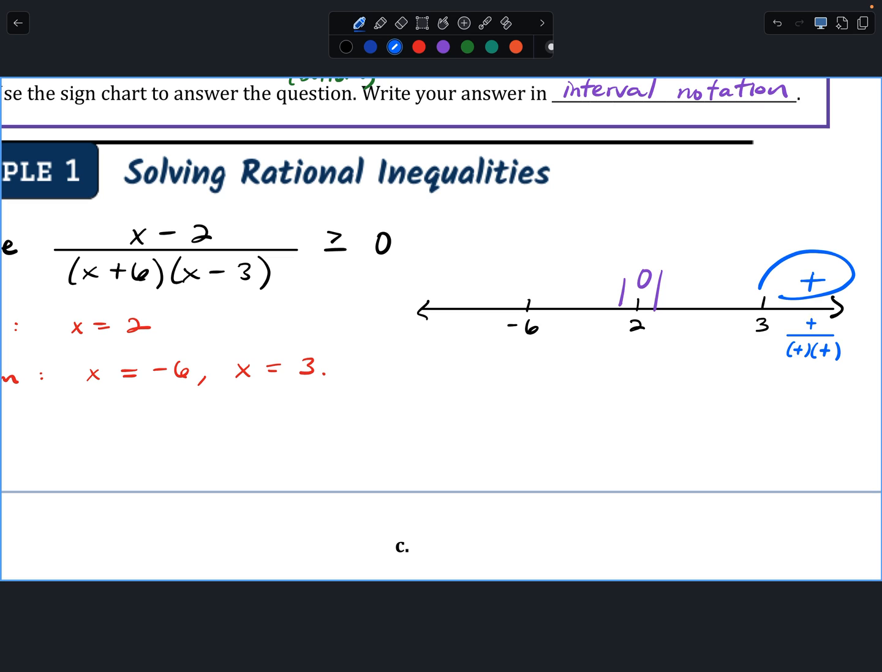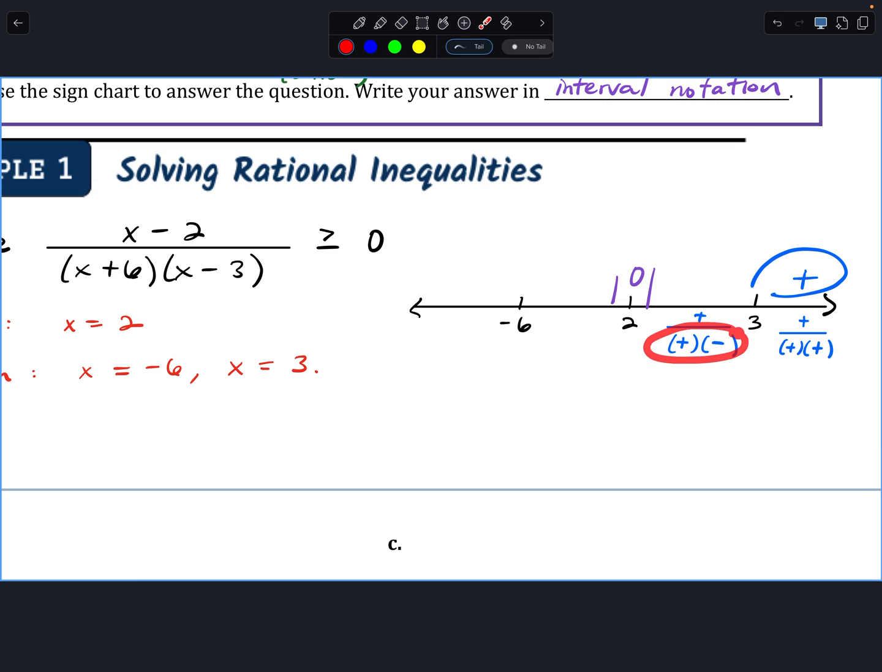Now, this will come up in Calc 2 sometimes. That's the worst when that happens because that means you have to pick what? A decimal, because there's no nice number between those two numbers. So let's pick like 2.5. 2.5 minus 2, guys, is that going to be positive or negative? Positive. 2.5 plus 6? Positive. 2.5 minus 3 is negative. So the bottom, guys, is that positive or negative? Negative. So this result's going to be negative.